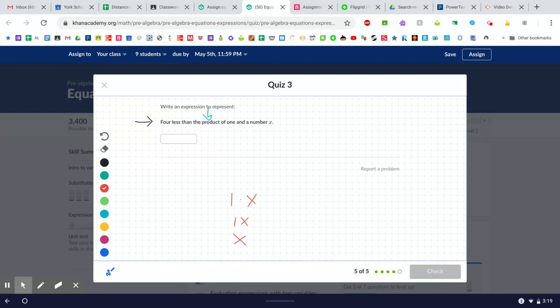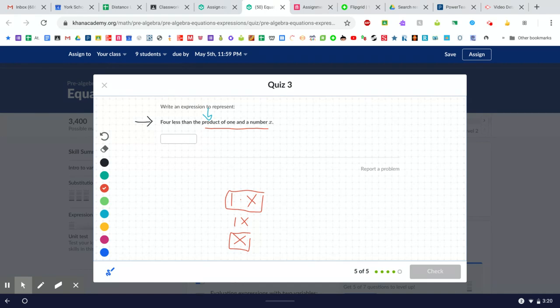So it'll be interesting to see what Khan Academy is going to want. Are they going to want this 1 times x with a dot? Or are they going to want just x with no 1 in front of it? Because the problem does say the product of 1 and a number x. That's kind of confusing. But let's put that aside for now.